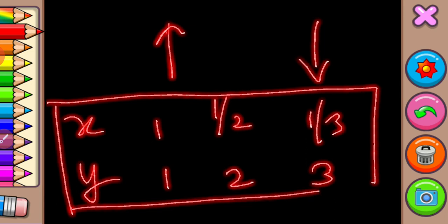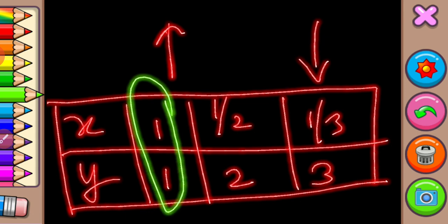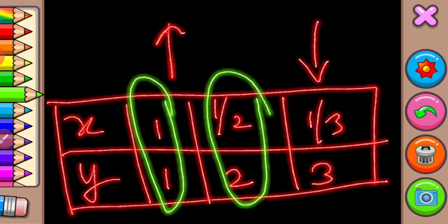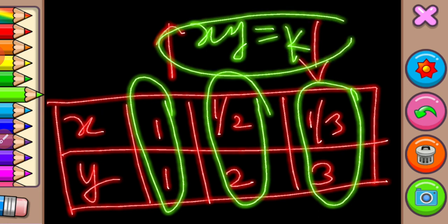So tell me here, do you notice the same mathematical result? What is 1 into 1? It is 1. What is half into 2? It is also 1. And what is 1 by 3 into 3? It is also 1. So we notice that in case of an inverse variation, x into y is constant. I hope this is clear to you.